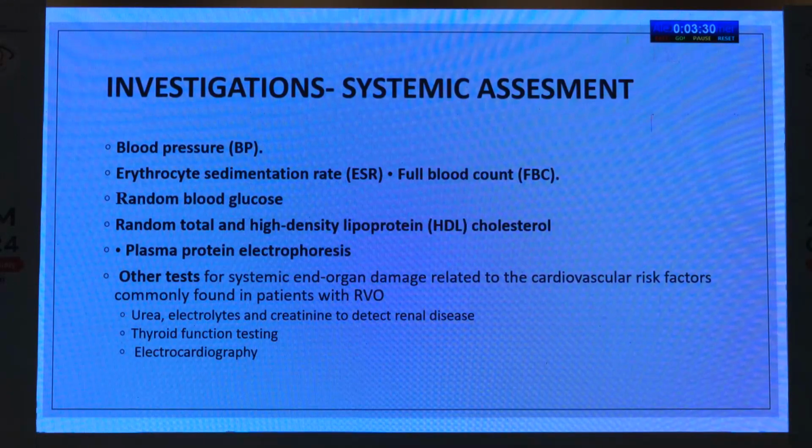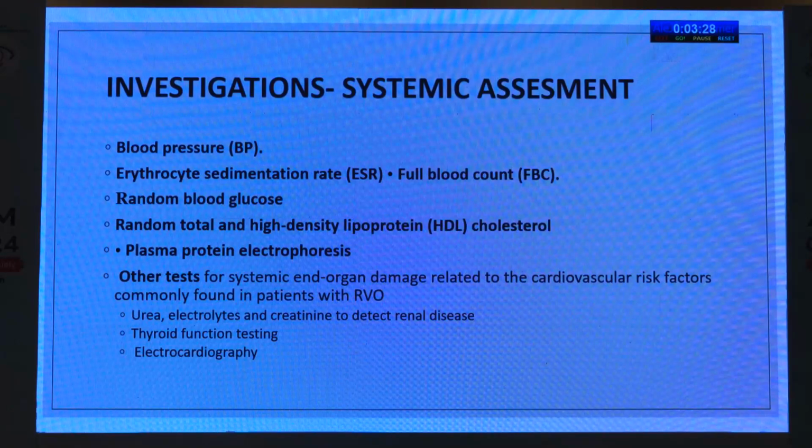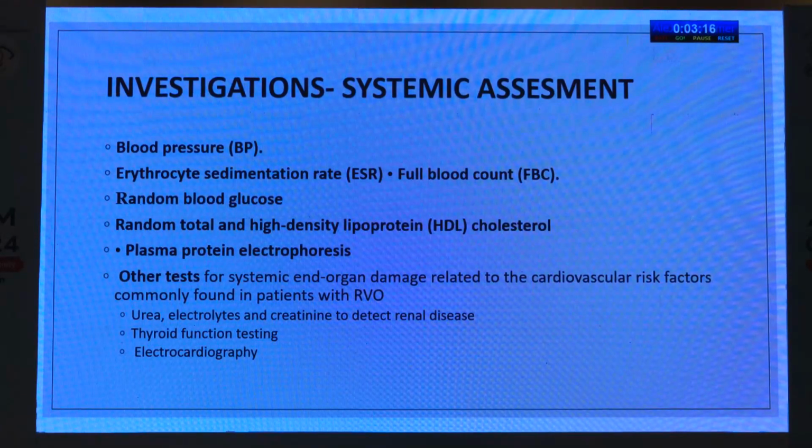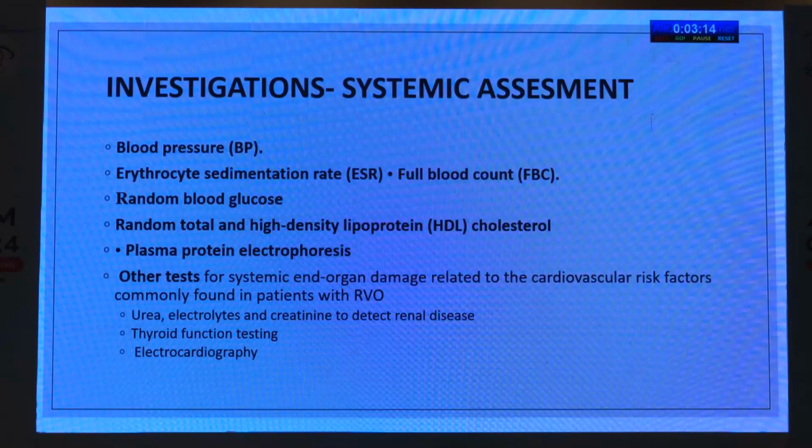The systemic investigations which we have to look for are blood pressure. Mostly the blood pressure is elevated in such patients. ESR, RBS may or may not be increased. We have to do a lipid profile also, and the other tests which we have to see for end organ related tests such as urea, creatinine, and thyroid function tests.